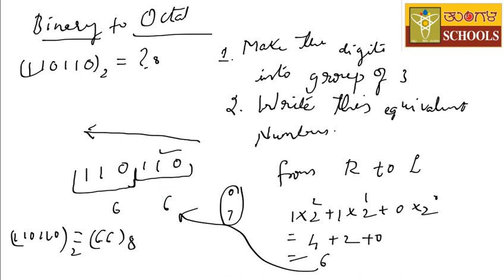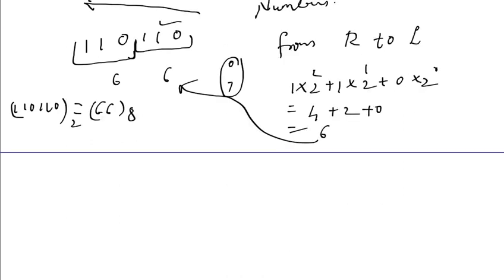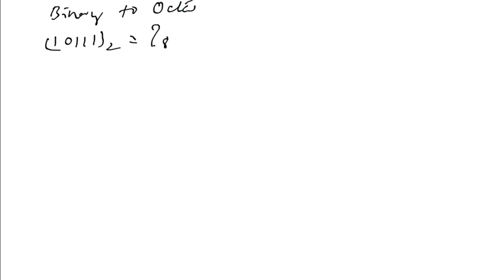I will take one more example of how to solve this binary to octal conversion. Here I will take one more number, say for example 10111. If this is a binary number, how to convert this into its equivalent octal number? You can take the heading as binary to octal conversion.